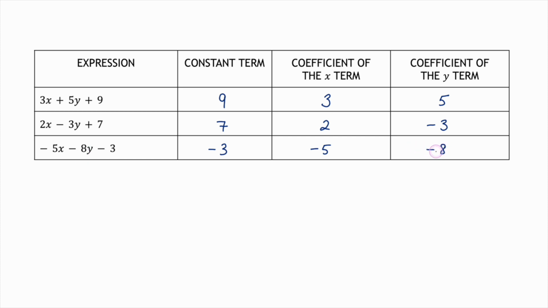So the most common mistake on these types of questions is forgetting to look at the sign in front of the coefficient or the constant. And when it's negative, you need to include that sign. When it's positive, you just need to write the number.